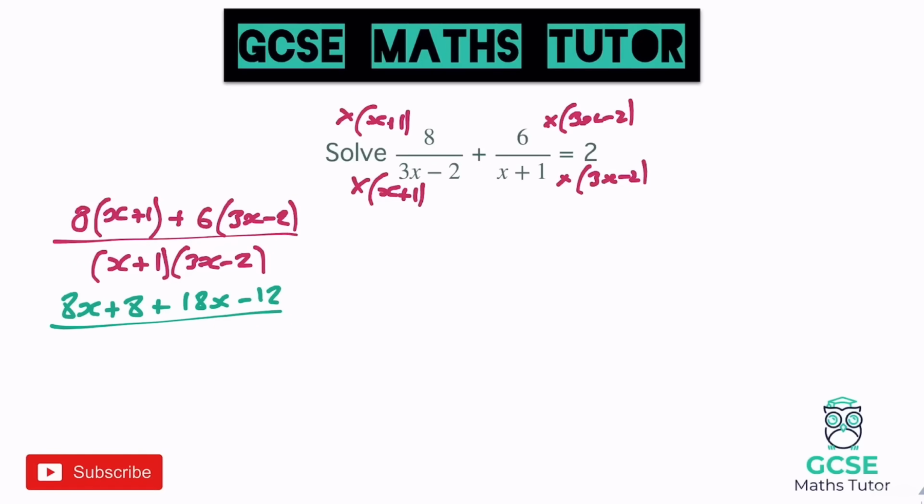So x times 3x is 3x squared. I'm going to skip a step here. I'm going to do the minus 2x plus the 3x. Minus 2 plus 3 gives me plus x. And then minus 2 at the end. There we go, that all equals 2.